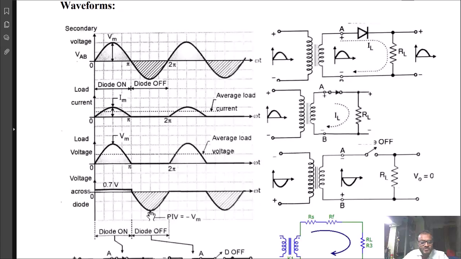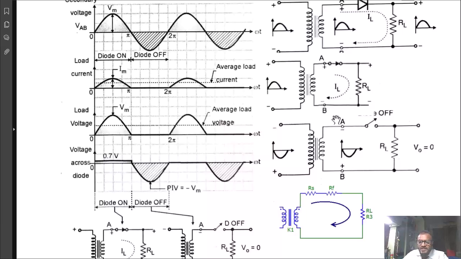The maximum voltage appearing across the reverse biased diode during this interval is minus Vm, and therefore, while selecting the diode for this application, we should be careful that the reverse breakdown voltage of the diode should be greater than Vm. That is also called the peak inverse voltage of the diode.